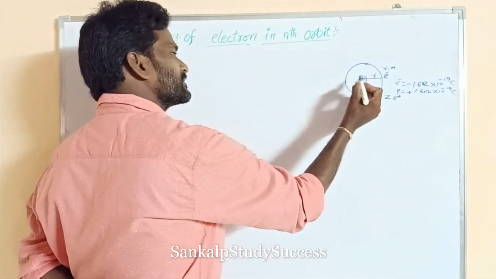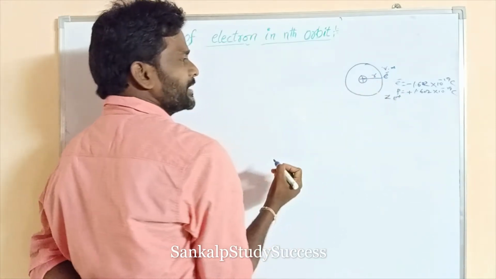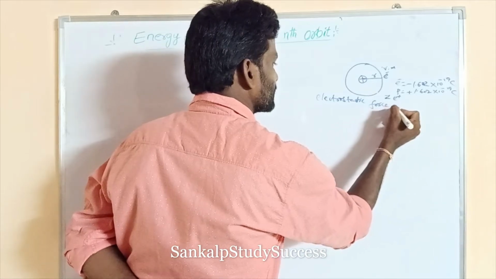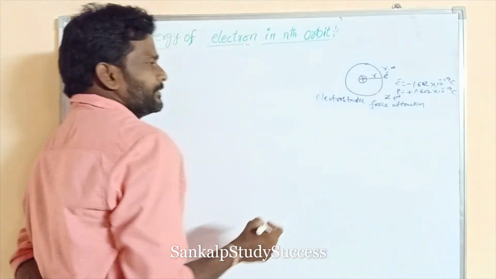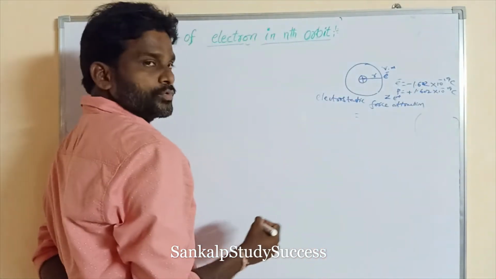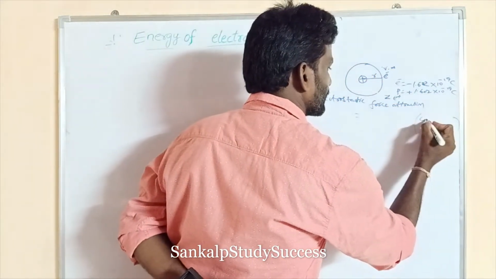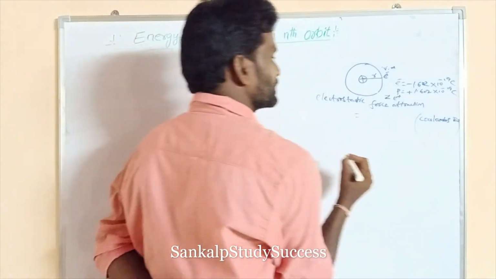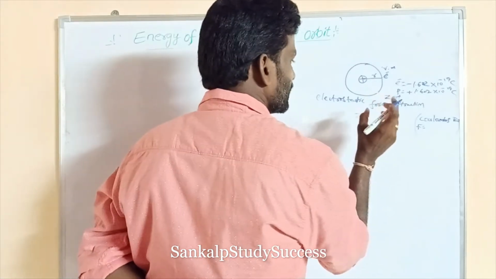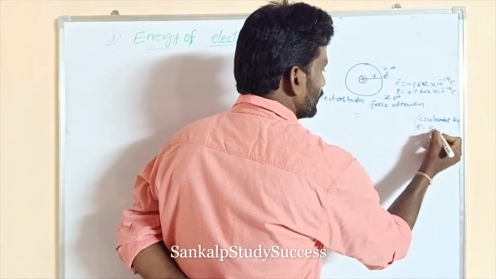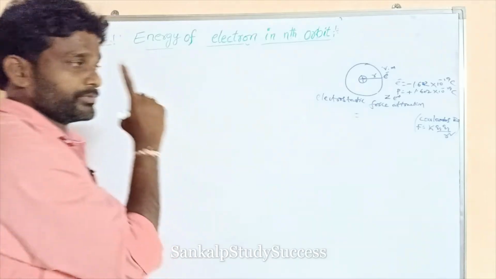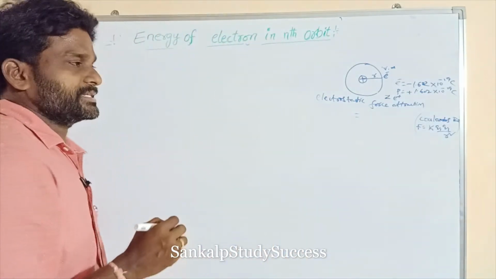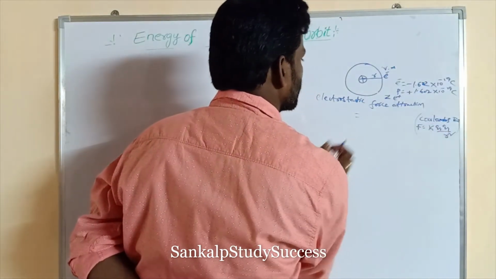So the electrostatic force of attraction between nucleus and electron is, according to Coulomb's law, which is studied in physics: if an attractive force is present between any two charges, F is equal to K into Q1 Q2 by r square, where K is a constant, K is equal to 1 by 4 pi epsilon naught, Q1 and Q2 are the charges, and r is the distance between the two charges.